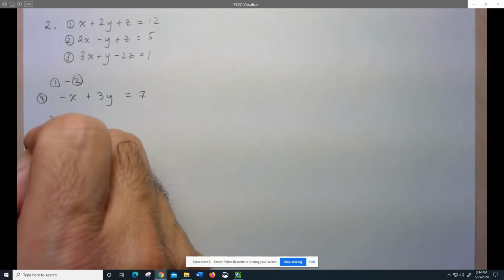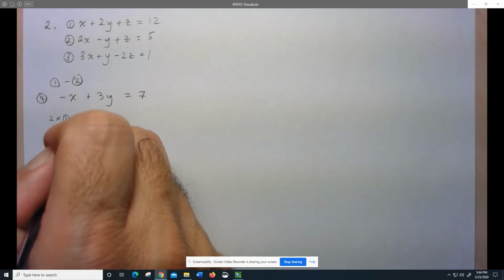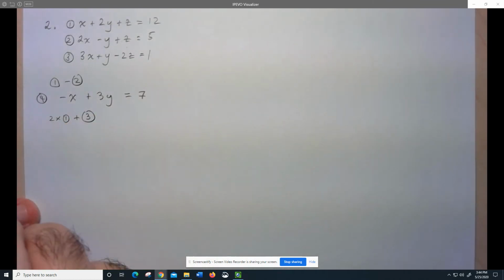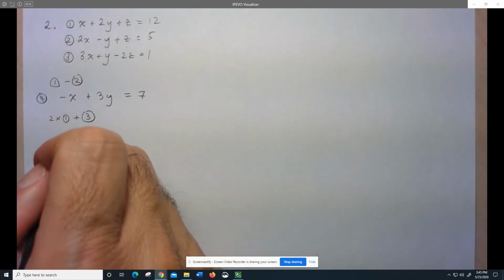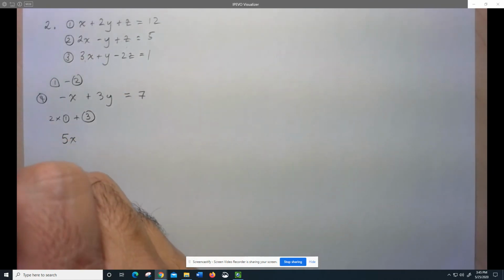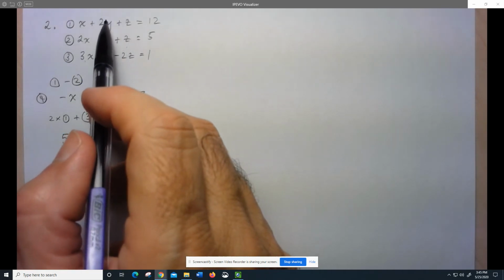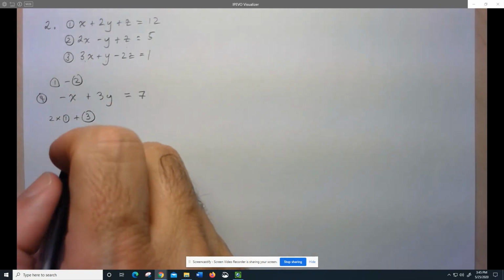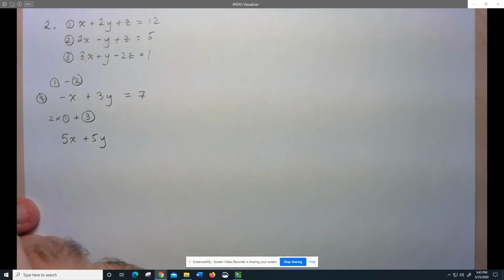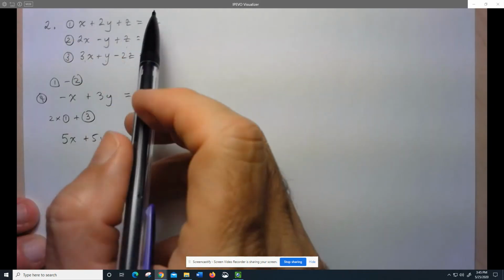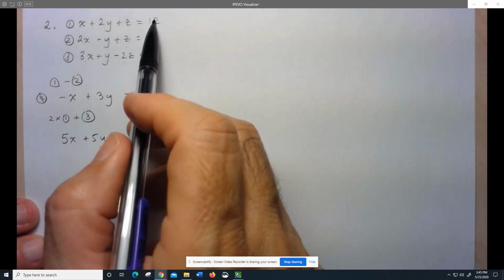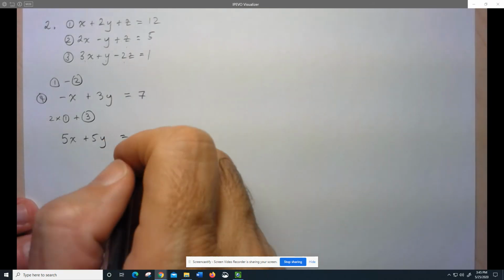So I'm going to do 2 times equation 1, and then I'm going to add equation 3. Okay, so that's going to be 2x plus 3 is 5x. This is going to be 4y plus y is 5y. Here I have 2z plus negative 2z. So 2z minus 2z is 0, exactly as I wanted. And then here I have 2 times 12, 24, plus 1 is 25.